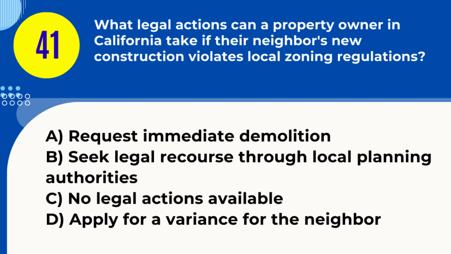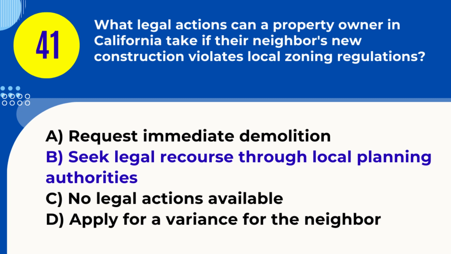Question 41. What legal actions can a property owner in California take if their neighbor's new construction violates local zoning regulations? A. Request immediate demolition. B. Seek legal recourse through local planning authorities. C. No legal actions available. D. Apply for a variance for the neighbor.